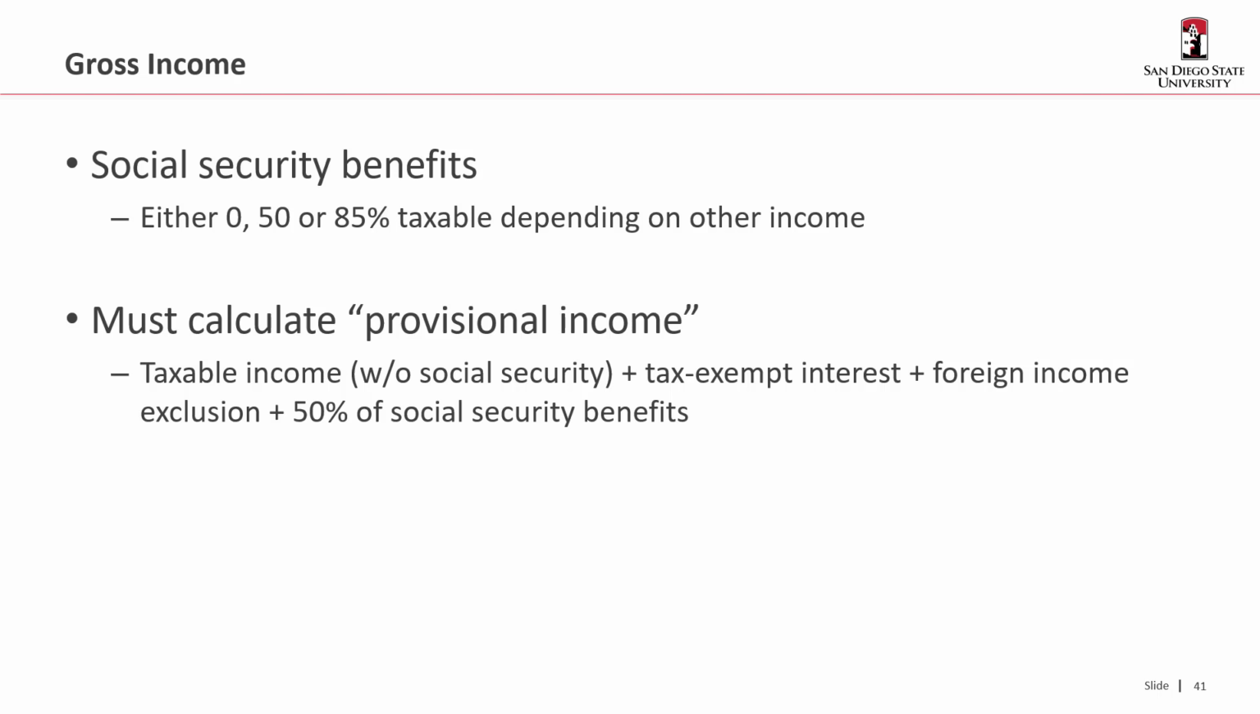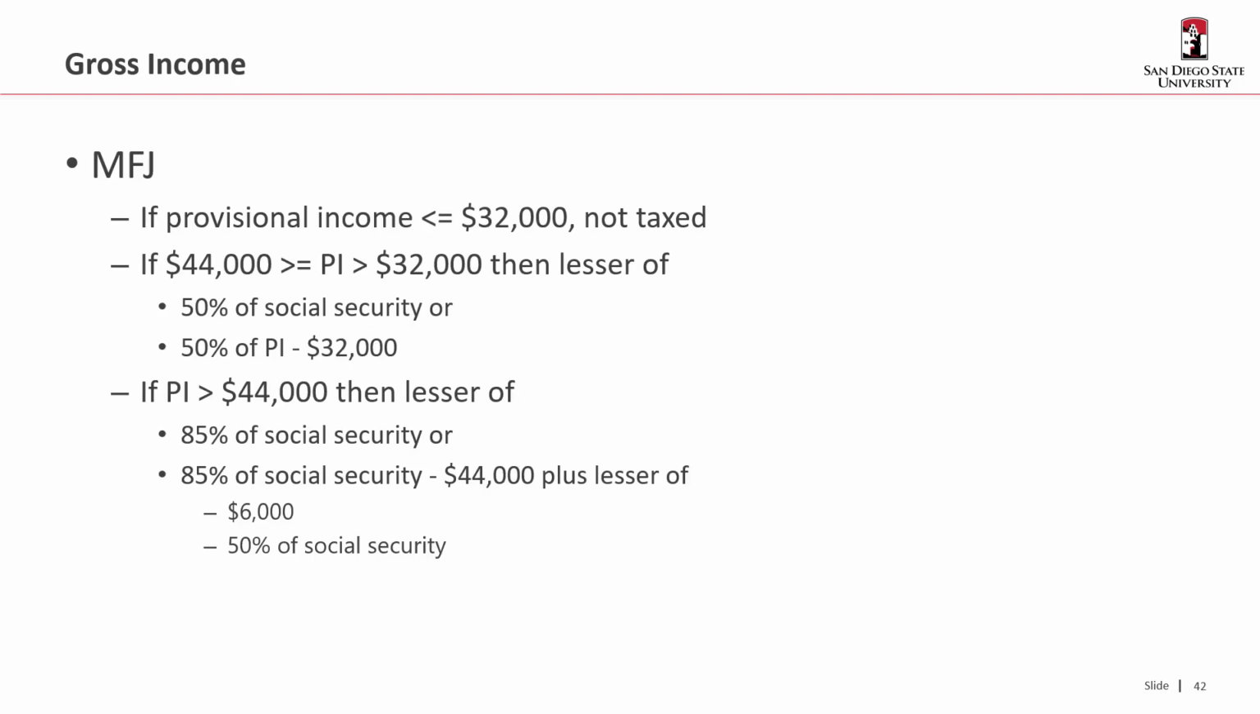So the first step is you calculate provisional income. So this is taxable income without your Social Security benefits, plus any tax-exempt interest. Remember, that's why we have to report it on line 2A, plus any foreign income exclusion, which we'll get to in the next chapter, plus 50% of your Social Security benefit. That's called your provisional income. If you're married filing joint and your provisional income is less than or equal to $32,000, and these numbers, as near as I can tell, are not adjusted by inflation, then you are not taxed.